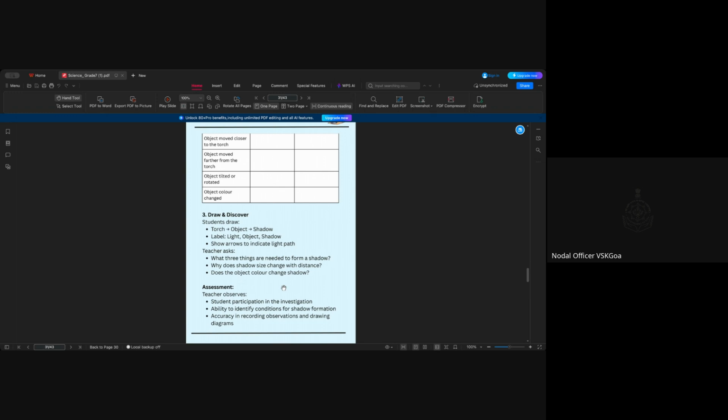Let them try to draw, and then you can have a little discussion on what all is needed to form a shadow, why shadow changes size with distance, or whether the object's color changes the shadow. Such questions can be asked as facilitation with the students. How students do the investigation, whether they are able to identify the conditions of shadow formation, and how accurately they observe, record and draw the diagram will be part of the assessment for this activity.